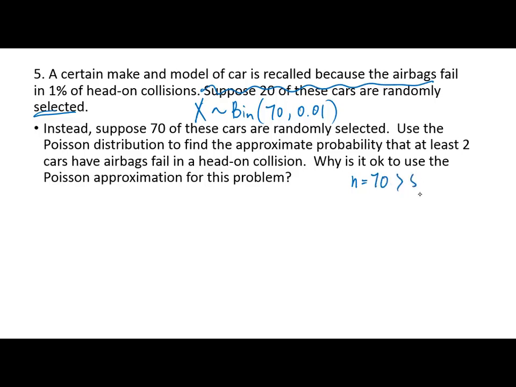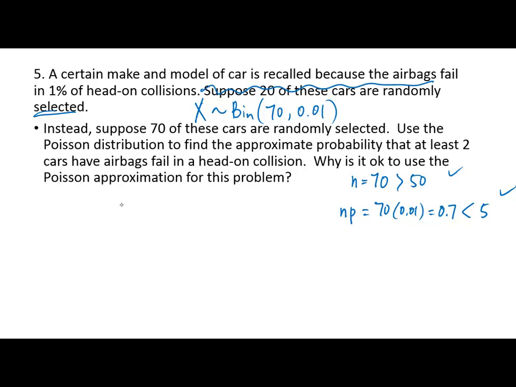So here I have 70 cars, which is bigger than 50, and I also need n times p to be less than 5. So here n times p is 70 times 0.01, which is 0.7, which is less than 5. So since both of these things check out, we are okay to use the approximation.